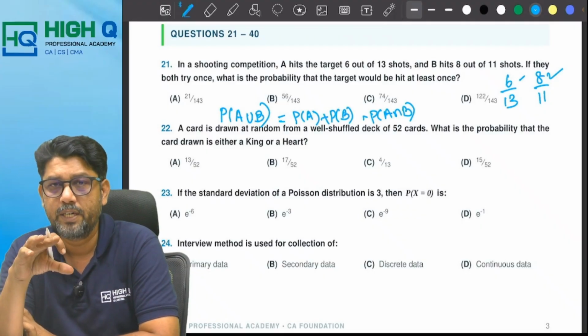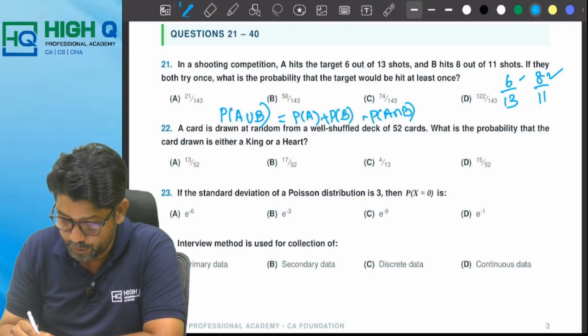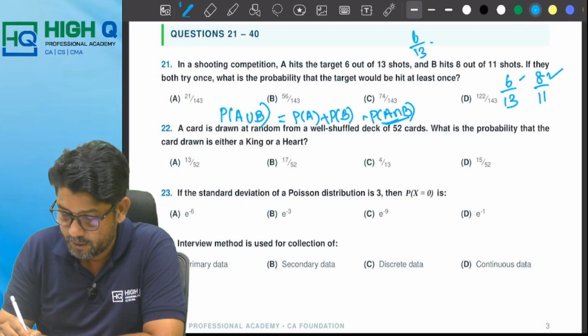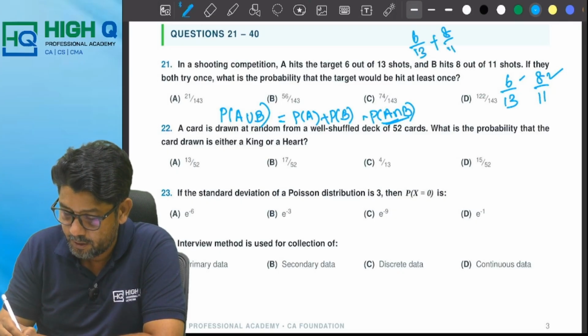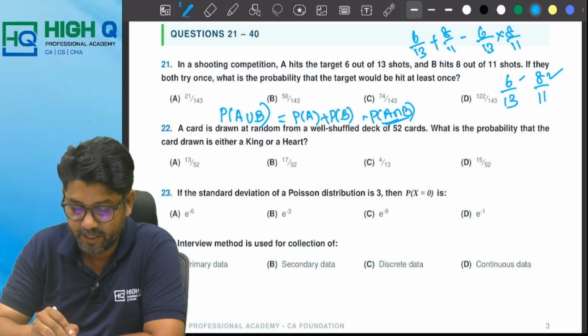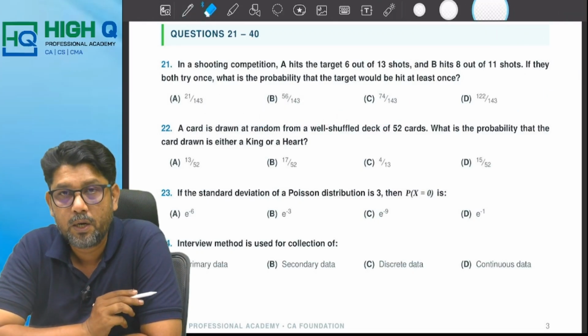You know the rule for independent events. What is the rule of independent events? P of A intersection B equal to P of A into P of B. So instead of this, you'll be writing P of A into P of B. So 6 by 13 plus 8 by 11 minus 6 by 13 into 8 by 11. You will simplify and get the answer. Am I right? But I don't want to follow this method.